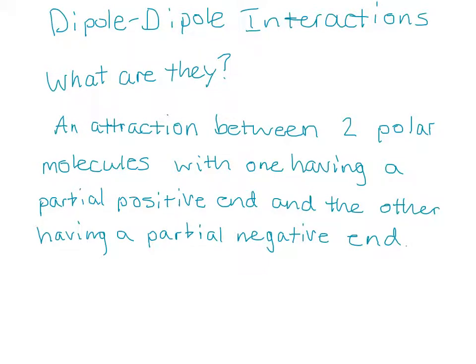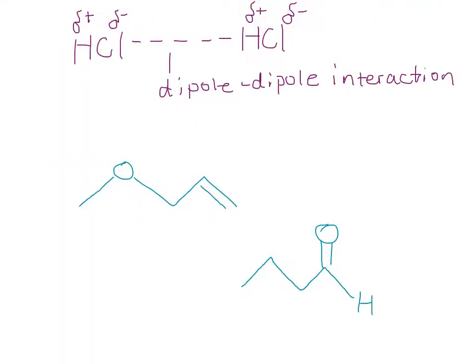Dipole-dipole interactions. What are they? An attraction between two polar molecules with one having a partial positive and the other having a partial negative end. An example of this intermolecular force is between two HCl molecules that have two partial charges on each end. The Cl has a partial negative charge while the H has a partial positive charge. The partial positive charge on one of the hydrogens is attracted to the partial negative charge on the chlorine, causing a dipole-dipole interaction. More examples of this dipole-dipole interaction are drawn in blue.